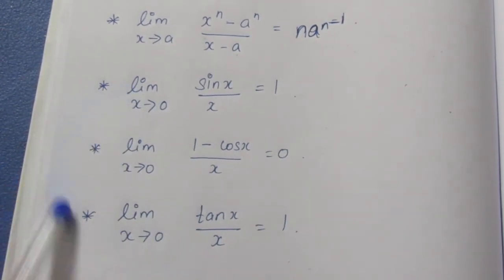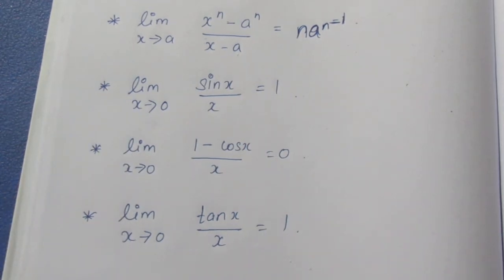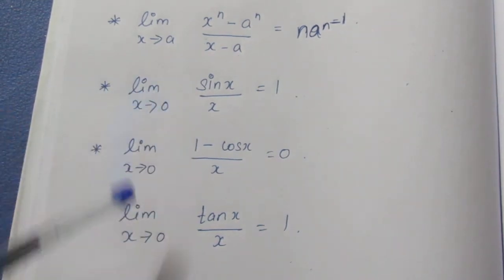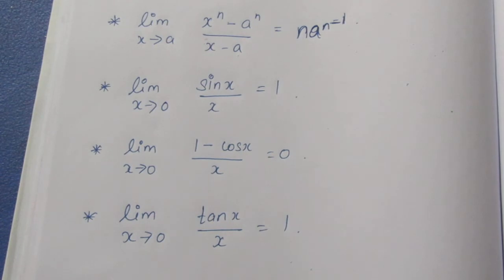These two you will get often. The sin x by x is equal to 1. The same way tan x by x is equal to 1 when x tends to 0. You will get this in many sums. So these three formulas are quite important. The first one, x power n minus a power n by x minus a. Same way sin x by x and tan x by x are very important. You will get them often. These are the main things in limits.